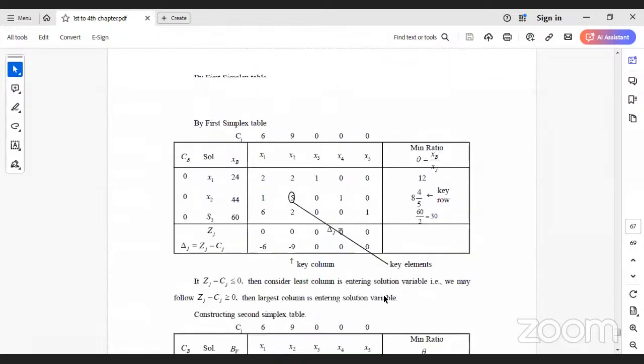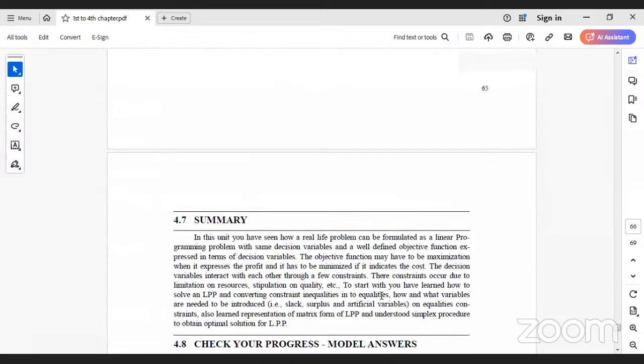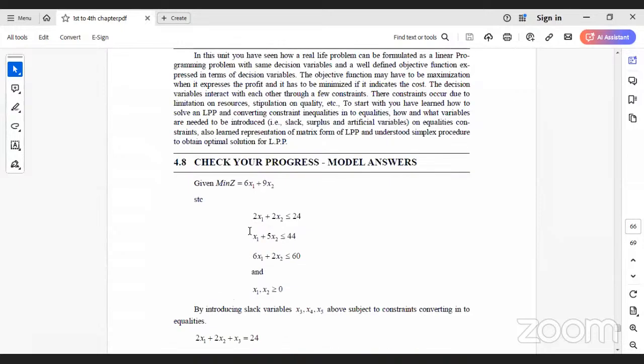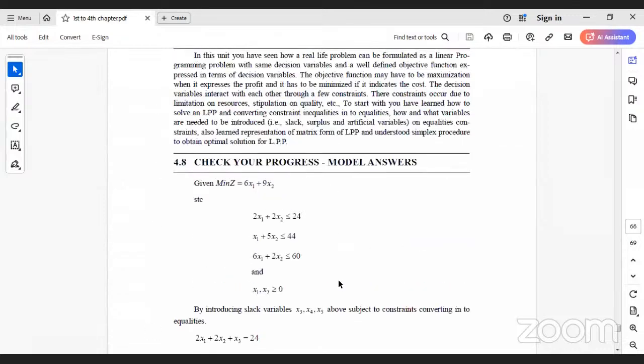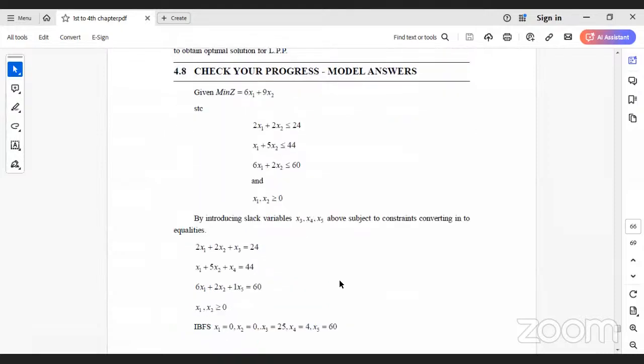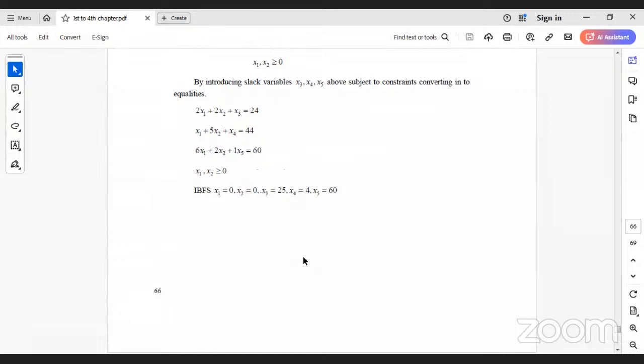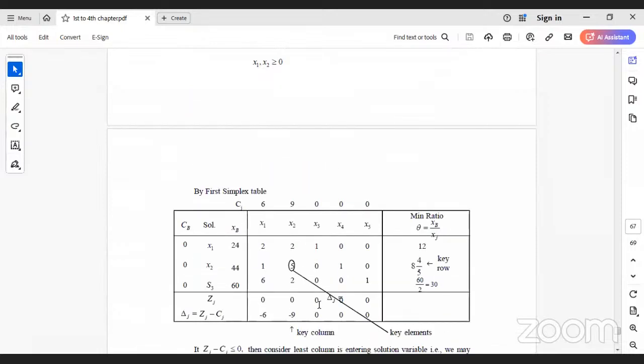ఎగ్జాంపుల్ ప్రాబ్లం ఎన్నో ప్రాబ్లం? ఇది కూడా మినిమం సార్, ఈ క్వశ్చన్ మినిమం ఇచ్చాడు. మినిమం ఇచ్చాడు, దీన్ని మాక్సిమం కన్వర్ట్ చేయలేదు. అవసరం లేదు, ఎందుకు చేస్తావు? మినిమైజ్ ఇచ్చినప్పుడు ఏం చేస్తున్నావు? 2x1 + 2x2 + x3 = 24, x1 + 5x2 = 44, 6x1 + 2x2 = 60, x1 > 0 అయినప్పుడు x1 = 0, x2 = 0, x3 = 25. ఎందుకు x3 = 25 వచ్చింది అంటే ఈక్వేషన్ సాల్వ్ చేస్తావు. ఐబిఎఫ్ఎస్ సొల్యూషన్స్ కింద వచ్చాయి. చేసినప్పుడు -9 వచ్చినప్పుడు పైవోట్ ఎలిమెంట్ 5 అవుతుందా కాదు?